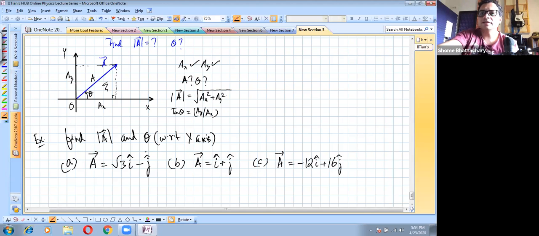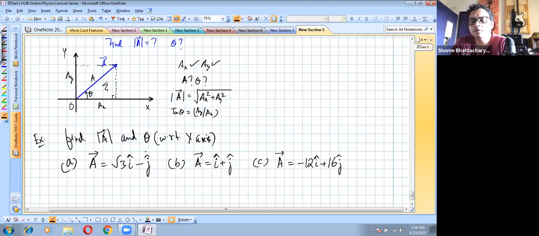Okay, so anyone got the magnitudes in the first case? Waiting for your replies. So just substitute. In the first one, you can see AX is √3 and AY is -1. So just substitute that in the formula, and you will get the answer. Correct.